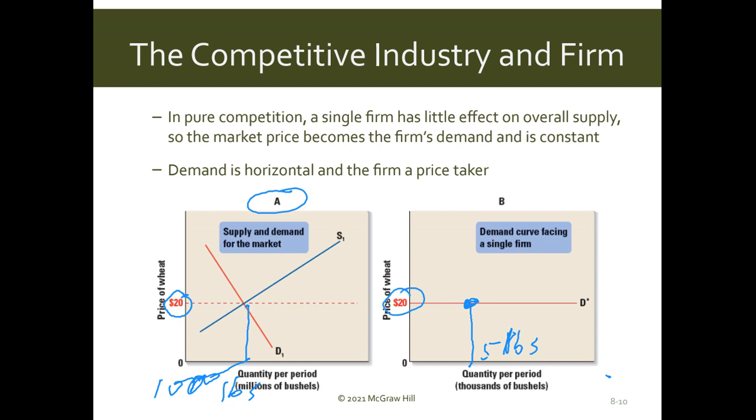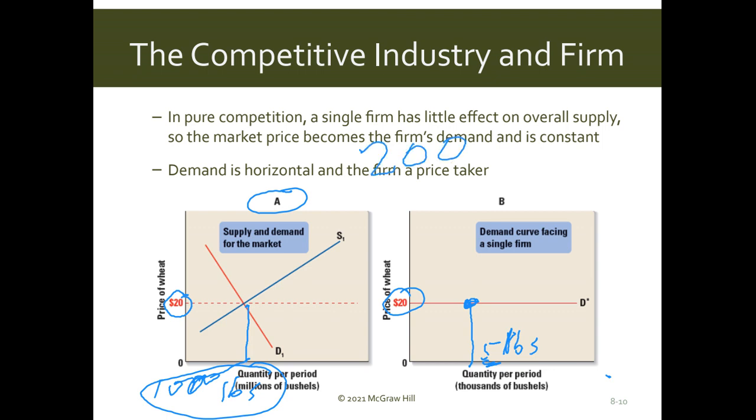So how many farms in this industry? How do I know? See, I know the total production is 1,000 pounds and one farm is producing only 5 pounds. So 1,000 divided by 5 is 200. It means there are 200 farms. So 200 farmers, each farmer is producing only 5 pounds and charging $20.